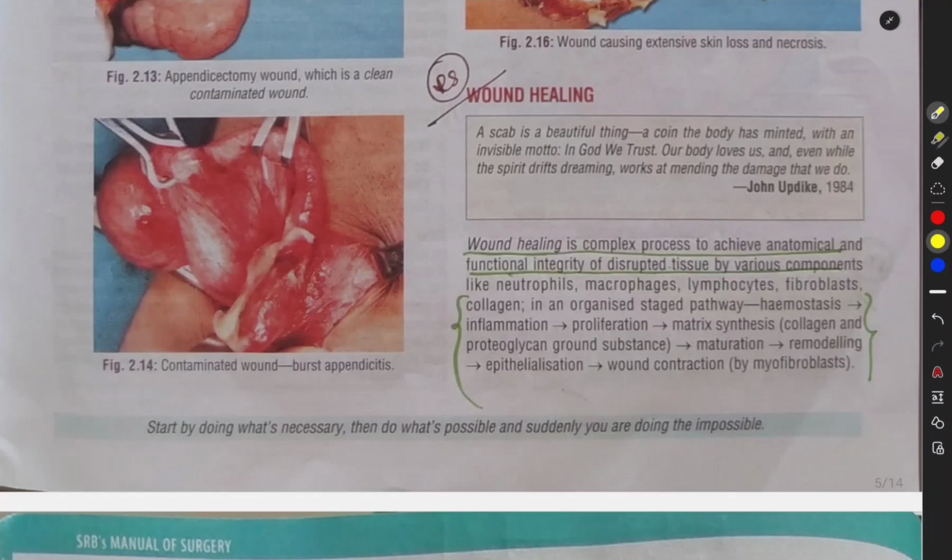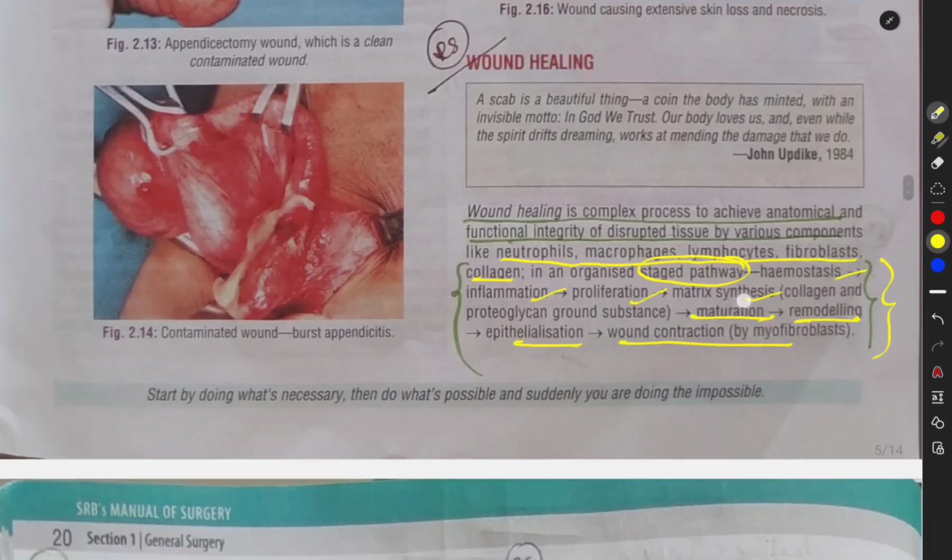Wound healing is a complex process to achieve the anatomical and functional integrity of the disrupted tissues by various components like neutrophils, macrophages, lymphocytes, fibroblasts, and the collagen in an organized, staged pathway, which involves hemostasis, inflammation, proliferation, the matrix synthesis, then comes the maturation, remodeling, epithelialization, and then comes the wound contraction. You need not remember these. Just for the sake of staged pathway, you can write this if you can remember.